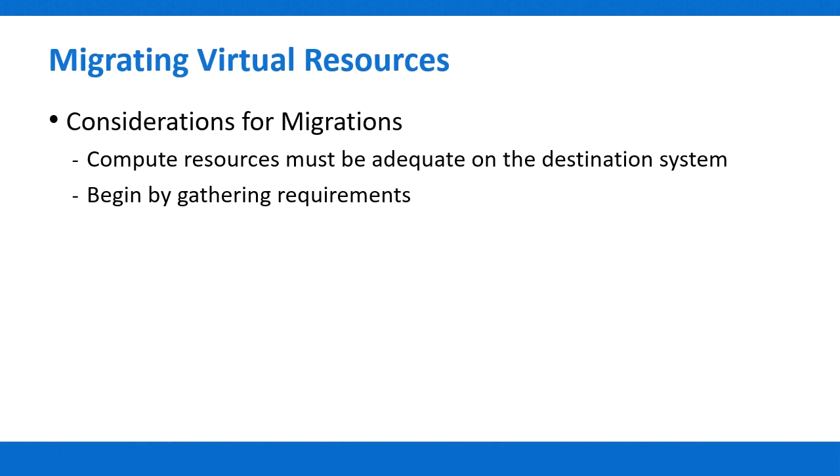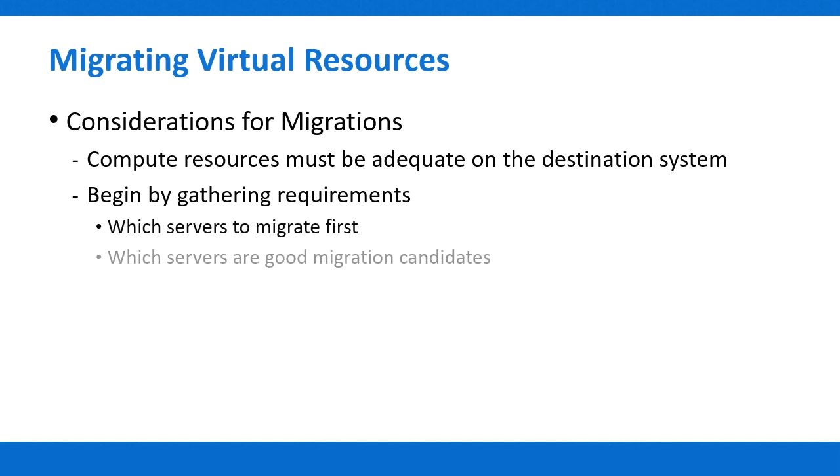So we begin by just gathering requirements, looking at the physical servers in the virtual environment, identifying which servers we're going to migrate first, and identifying which servers are good migration candidates. Okay? Is a physical server a candidate for a virtual server? How do we figure that out?